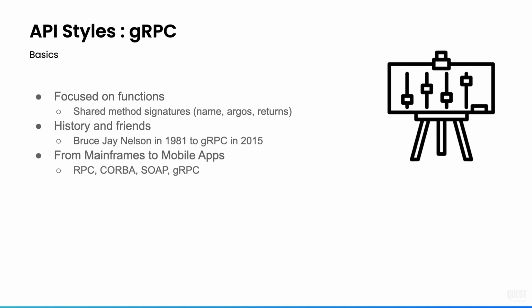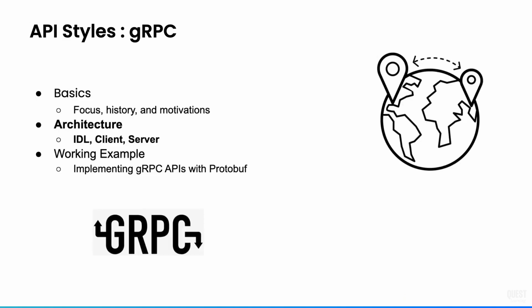So we're sharing method signatures. This is the definition of the language we're sharing. We've got a long history from 1981 well into 2015. And it started in mainframes and goes all the way to mobile apps today. It is a very mature and very well understood style.